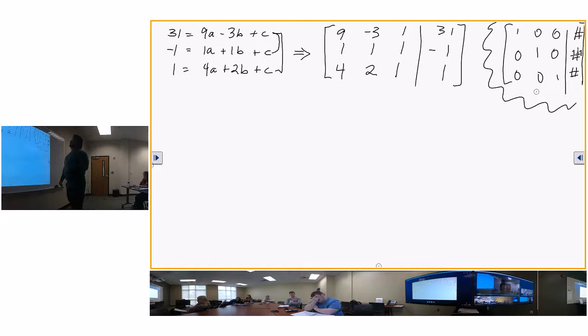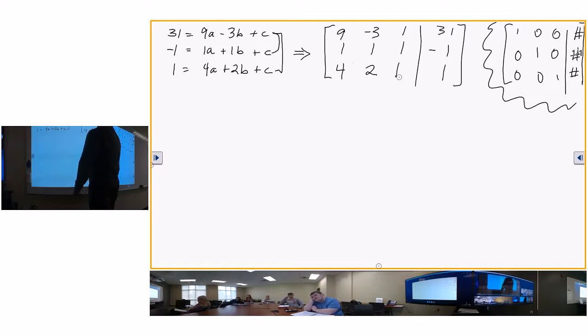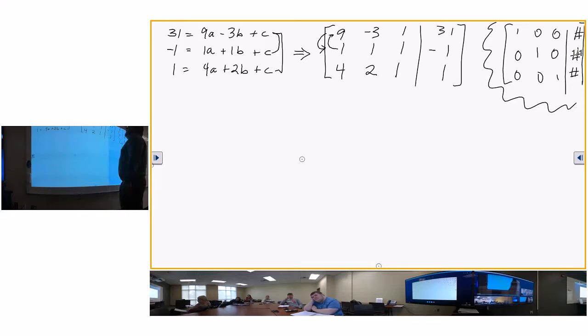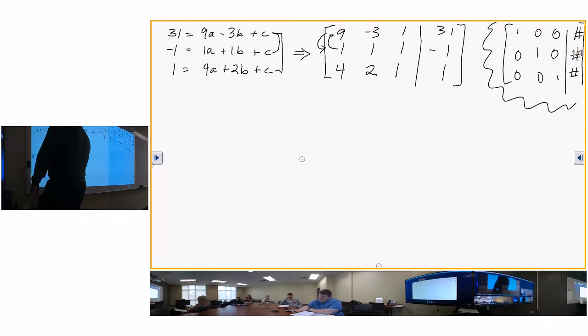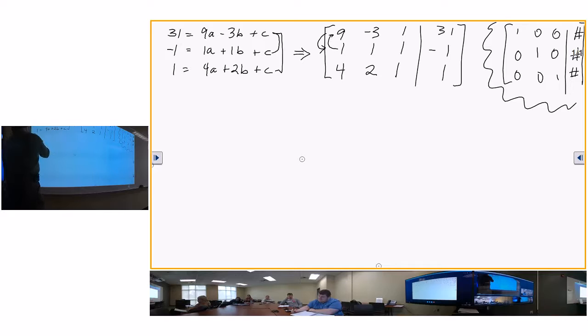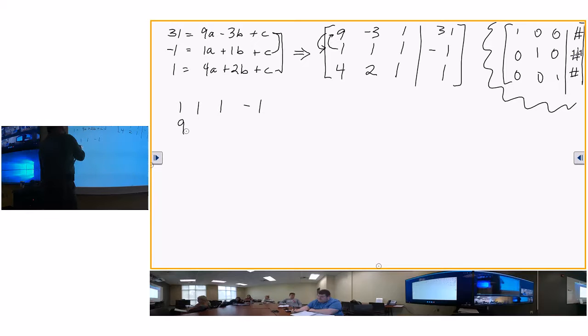All right? I have a 1 here, and I have a 1 here, so I'm going to flip these two. You really don't have to do it. So I'm going to make the top one 1, 1, 1, -1. And I'm going to make the middle 9, -3, 1, and 31. And then 4, 2, 1, and 1. Everybody with me?